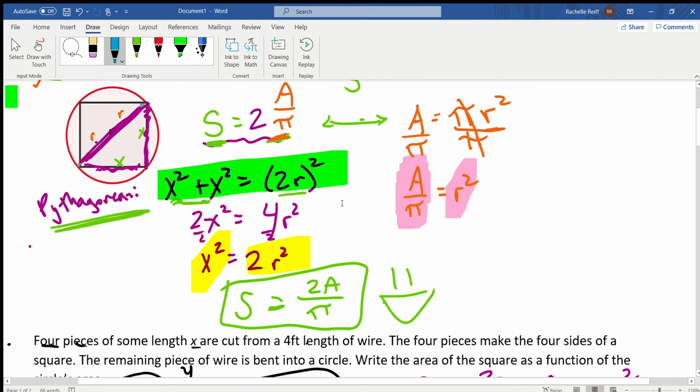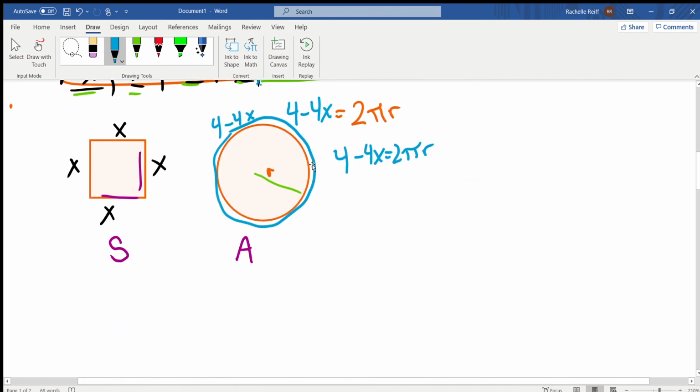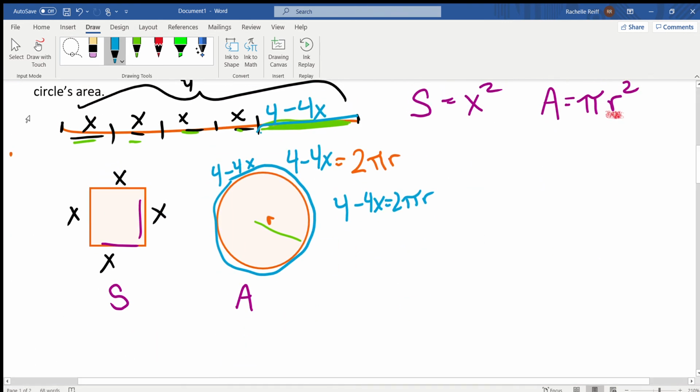Since we plugged in x squared last time to get something with r, I'm probably going to do the same thing this time. I'm going to try and get x all by itself to then plug in for r. So here's what we're going to do. I want to get x all by itself.